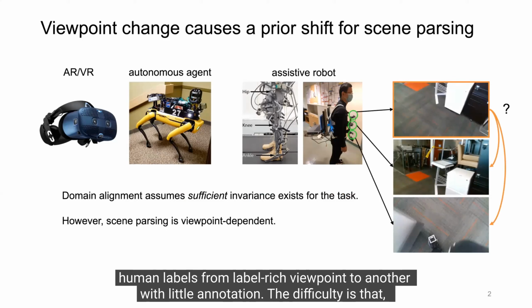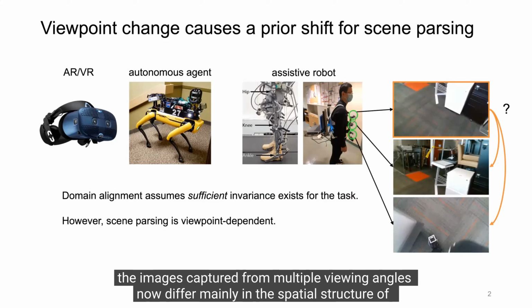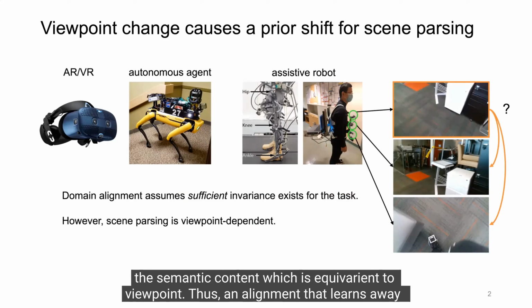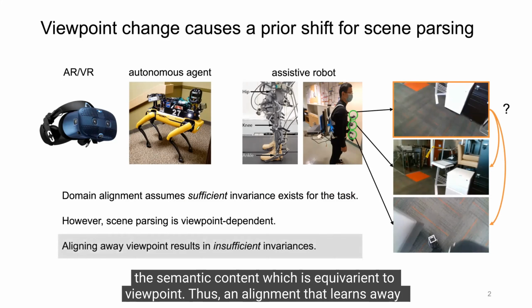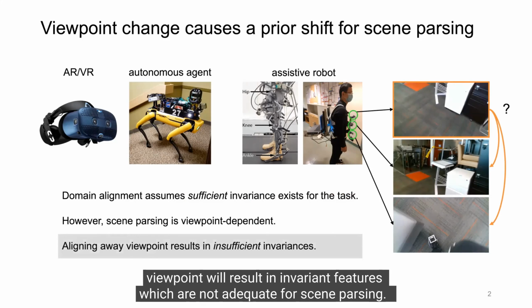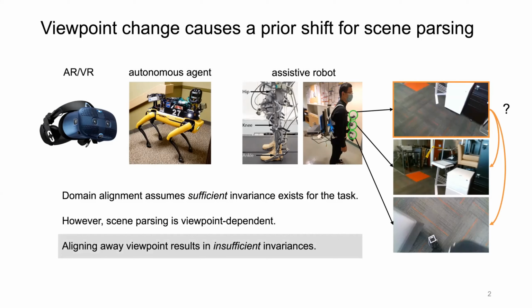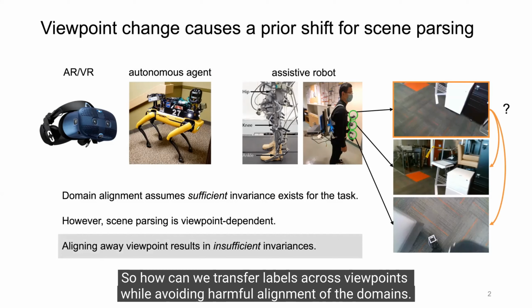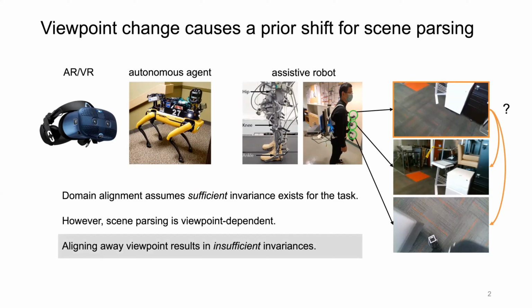The difficulty is that the images captured from multiple viewing angles now differ in the spatial structure of the semantic content, which is equivalent to viewpoint. Thus, an alignment that learns away viewpoint will result in invariant features which are not adequate for scene parsing. So how can we transfer labels across viewpoints while avoiding harmful alignment of the domains?